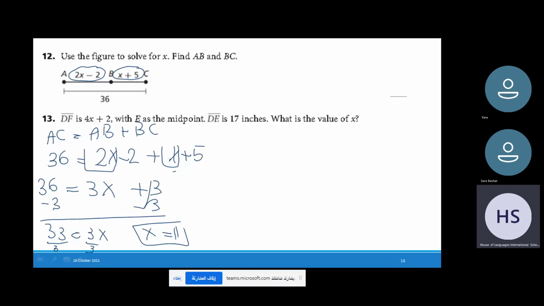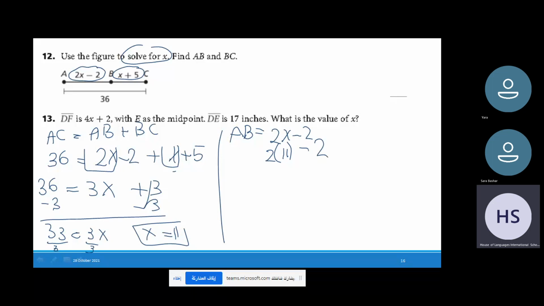Okay? So first step, you found 11, but I didn't finish. He asked me to find, after I solve x, the length of AB and the length of BC. How will I find the length of AB? I have another class, hurry up. I have to substitute x in the first expression, 2x minus 2. I have to substitute 11 here, minus 2.